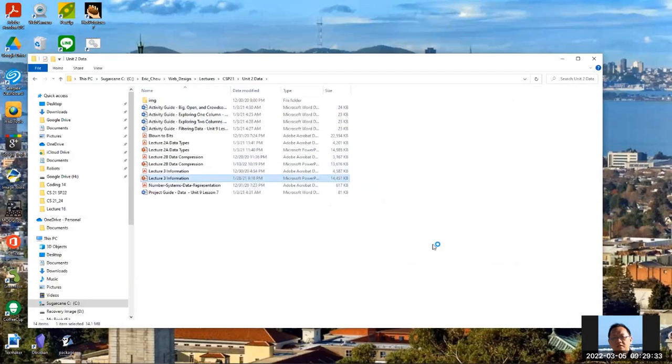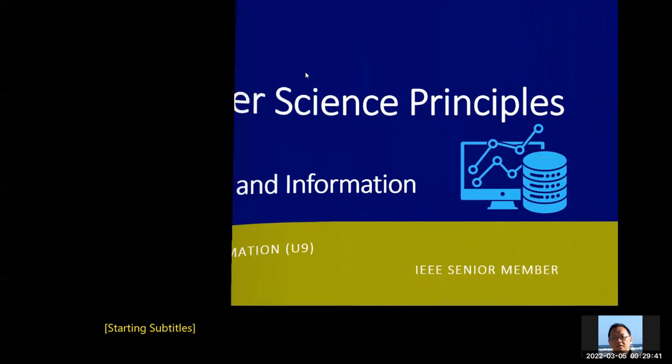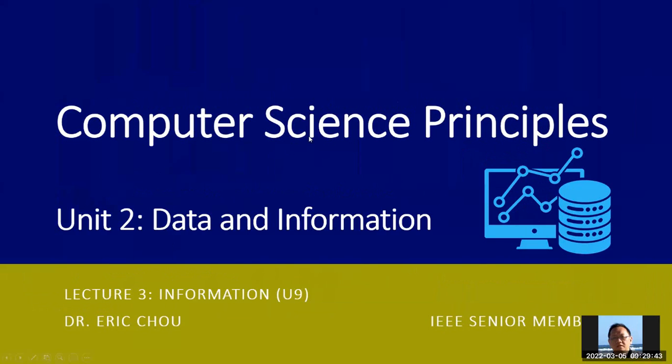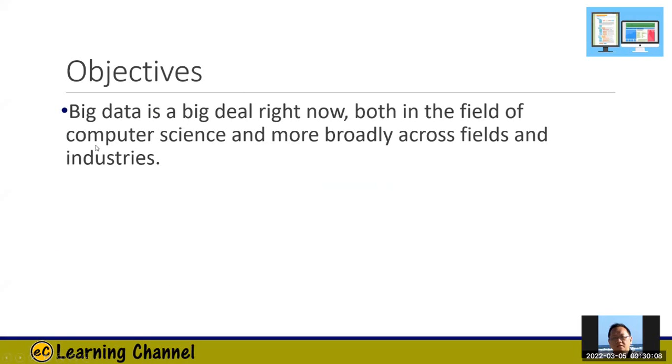This one is called information. Right here, we talked about data representation in binary, quantization, and analog and digital signals, and we talked about information compression. So today we move on to lecture 3, information. We look into an overview of data science and big data, data cleansing, data processing, data visualization, data models, and databases. These are different data science terms.